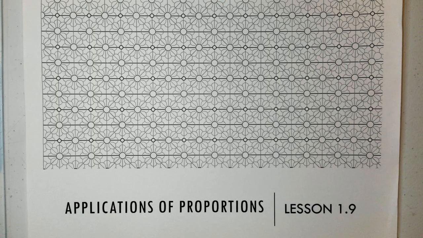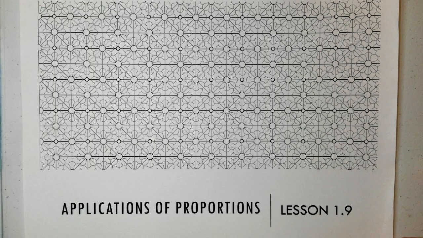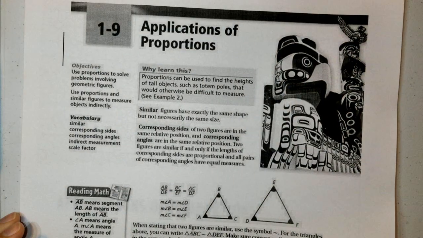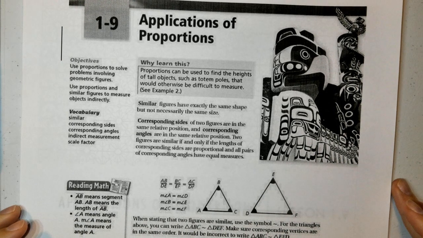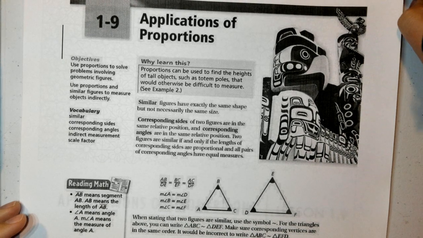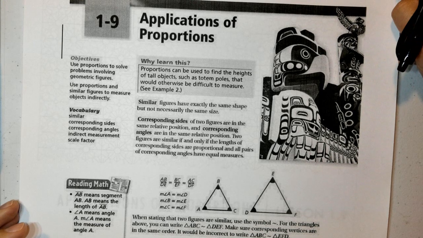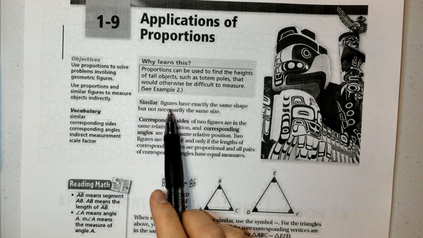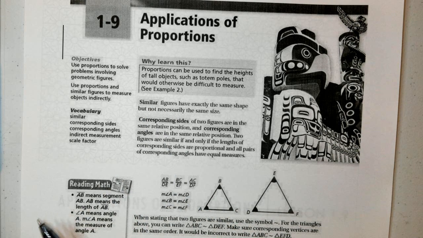Today we're going to look at lesson 1.9 on the applications of proportions. In the last lesson we looked at writing some proportions and doing cross multiplying to simplify. Today we're going to be looking at some actual applications to use these proportions to solve for missing side lengths, or maybe look at relationships between different figures to see how they relate. So similar figures is something that we'll talk about today.